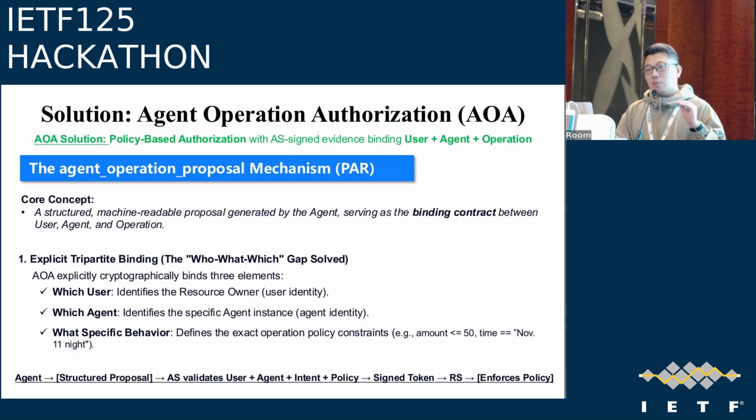For the solution, we divided the authorization framework into two different phases. The first phase is the agent operation proposal stage. We reuse the existing OAuth Pushed Authorization Request. We extend that a little bit to put the user's policy, the user's behavior, into the PAR stage. We reuse the existing Linux Foundation Open Policy Agent to describe the user's behavior, the dynamic policy part.